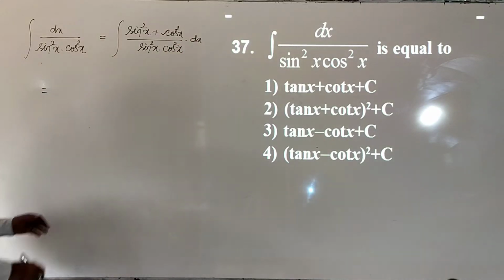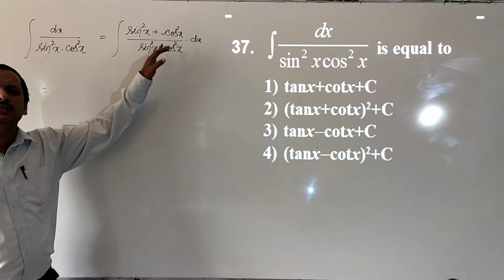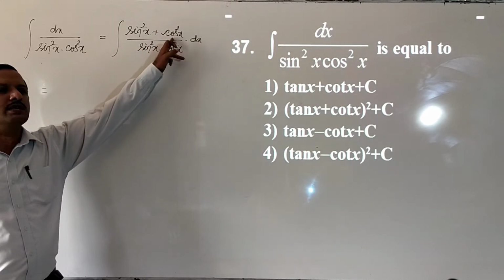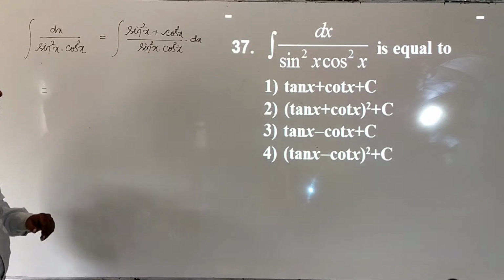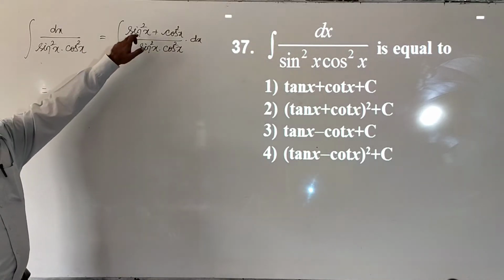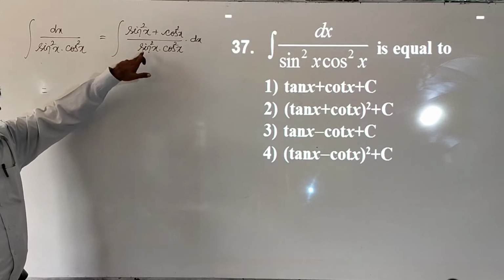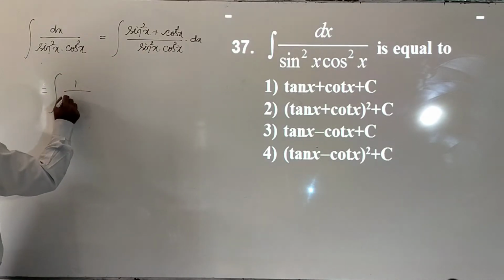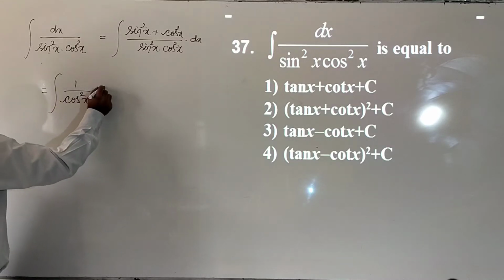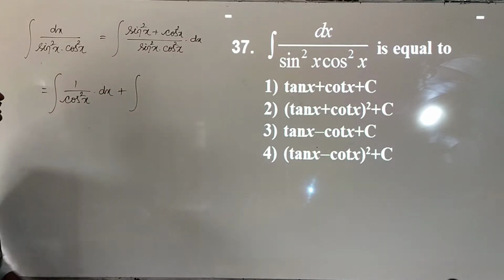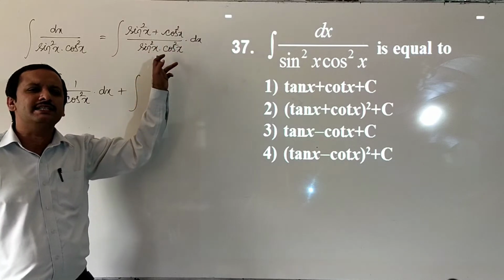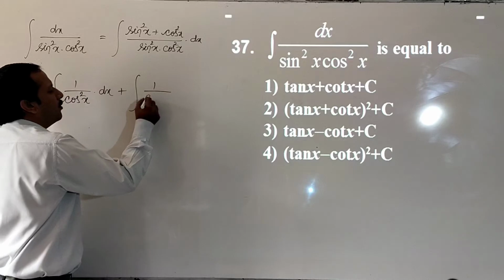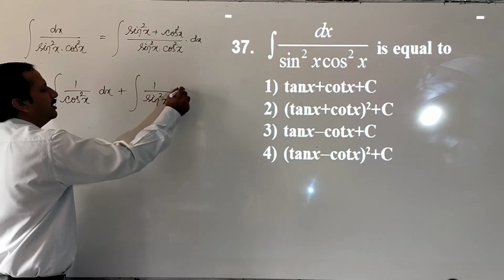Now I will split this into two terms. Sin square x divided by sin square x into cos square x plus cos square x divided by sin square x into cos square x. In the first term, sin square x gets cancelled. You will have 1 by cos square x plus, in the second term, cos square x divided by sin square x into cos square x. There cos square x gets cancelled. We will have 1 by sin square x into dx.